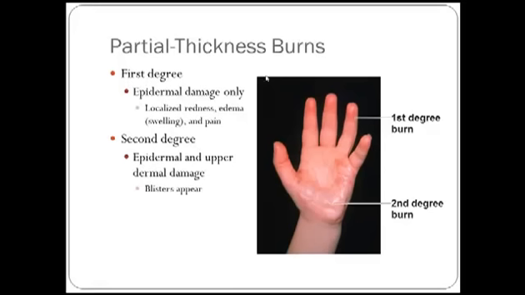Okay, so if we have a partial thickness burn, that would be considered a first degree or second degree burn. With the first degree burn, you're typically just going to get a little bit of swelling, redness, and a little bit of pain. When you start getting into the second degree burn, that's when you start getting a blister on the area, and you've gotten through your epidermal layer, and you're getting into the dermal layer.